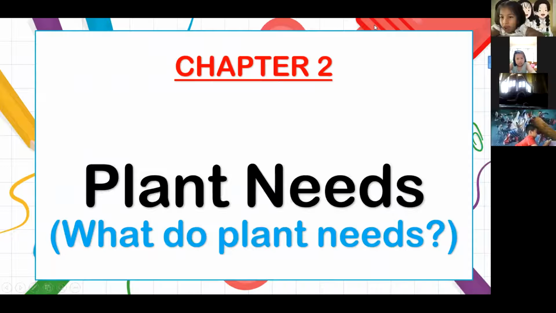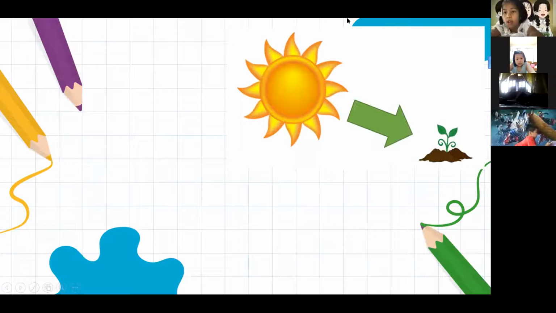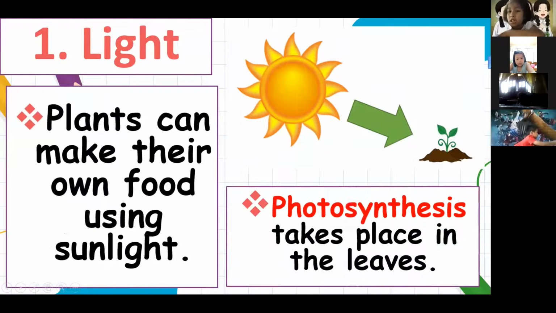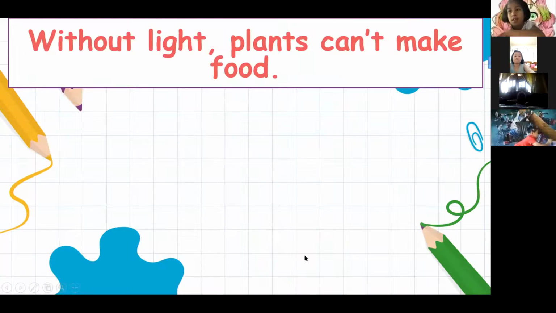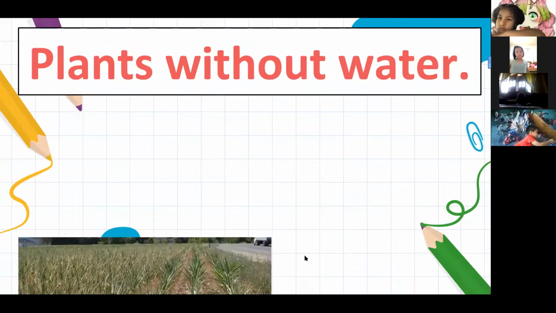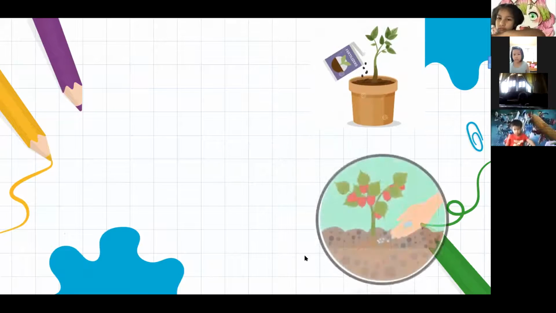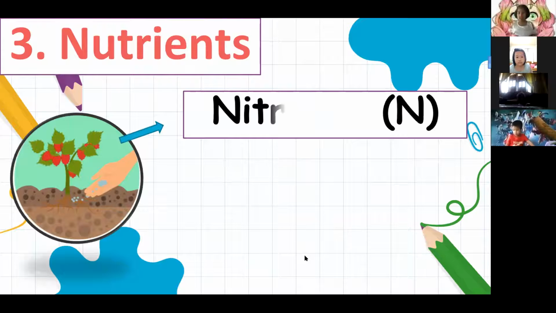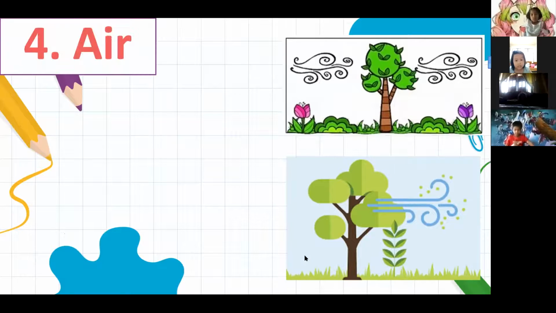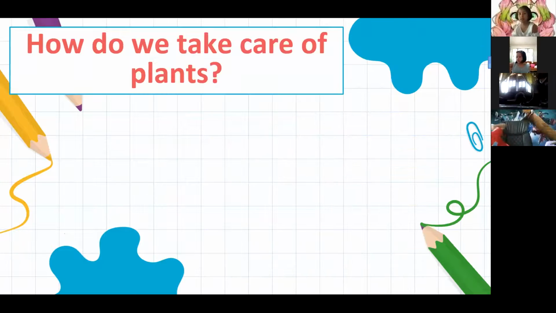Okay, so we're going to have a review again. So plants need, number one is? We have light. What's number two? Water, and then we have, what's this? Nutrients, and then the last one is air. Okay, don't forget this one. So we have light, water, nutrients, and air. Again, light, water, nutrients, and air.